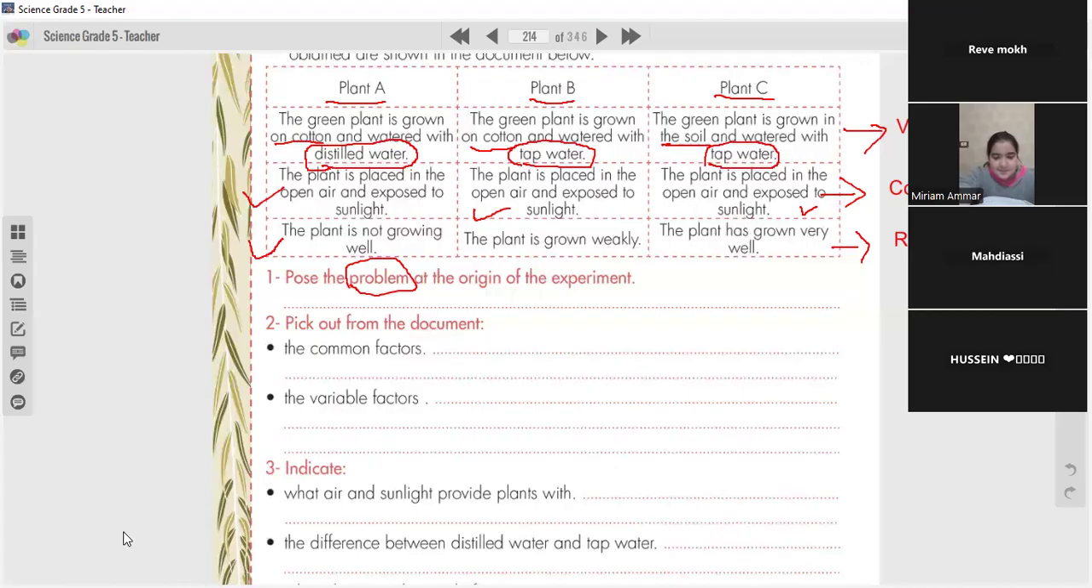If you have to pose a problem, we said you have to pose it as a form of a question. If you go back to the title, the text up, the first sentence, can you read it again? Determine if mineral salts are necessary for the growth of green plants.